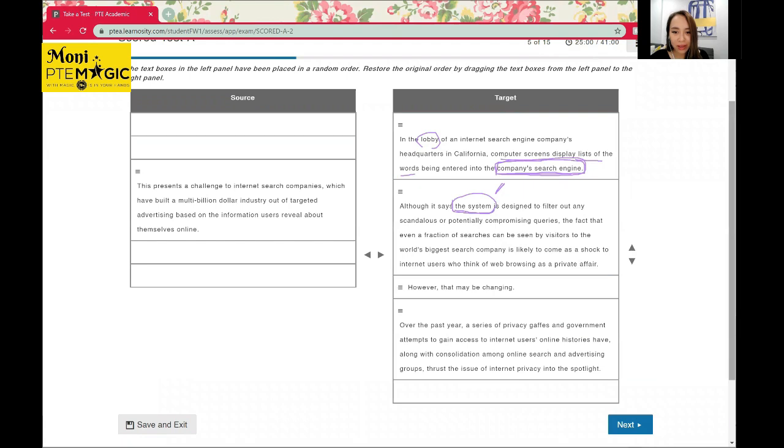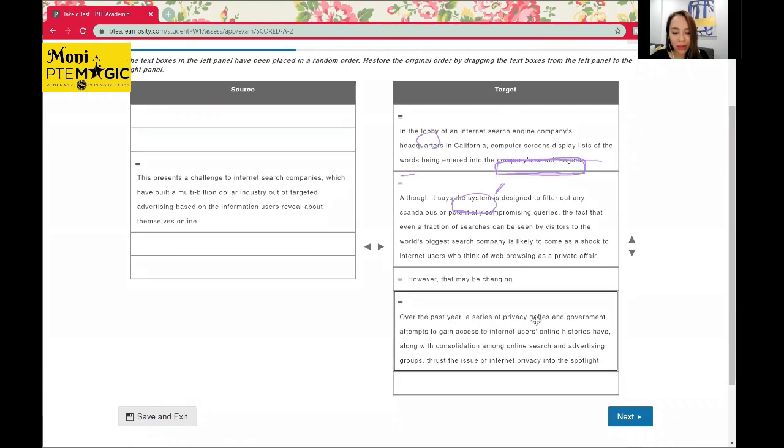Because over the years, a series of privacy gaps and government attempts to gain access to internet users' online histories have, along with consolidation amongst online search and advertising groups, thrust the issue of internet privacy into the spotlight. So they took it into spotlight. They start investigating these internet search engine companies.